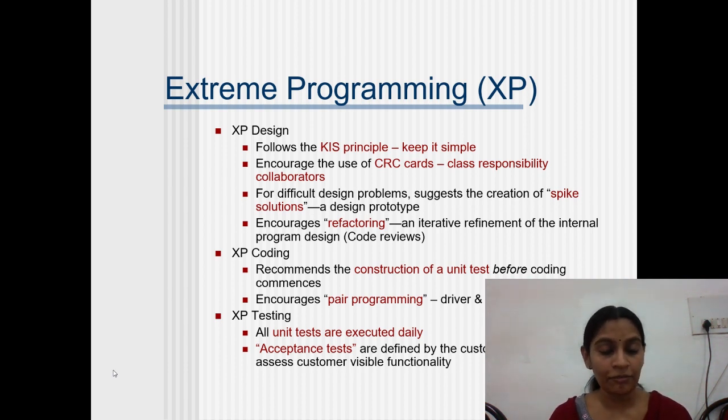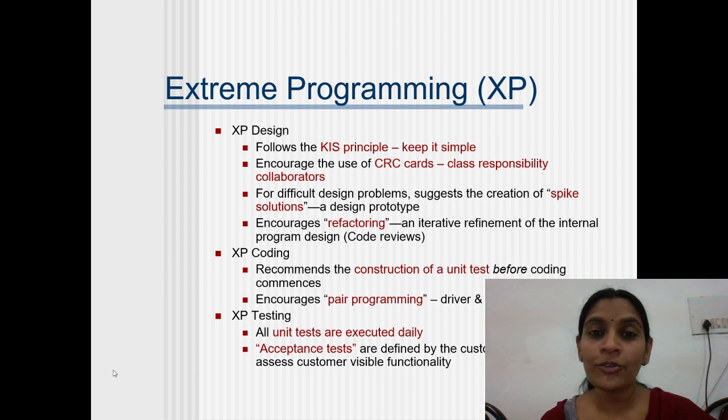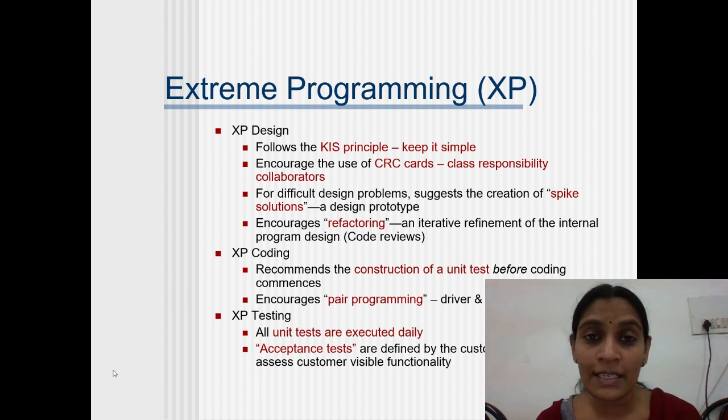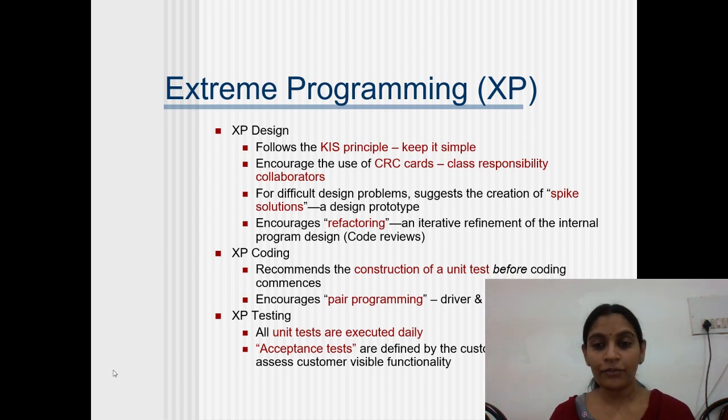So only the differences I have mentioned in the slide, which I'll be explaining. The basic phases are design, coding, and testing: XP design, XP coding, and XP testing. Under XP design, we'll see a few keywords that we are going to use. As you can see in the first point, it follows the KIS principle. What is the KIS principle? The expansion is already given, that is, keep it simple. So that is what we are trying to do.